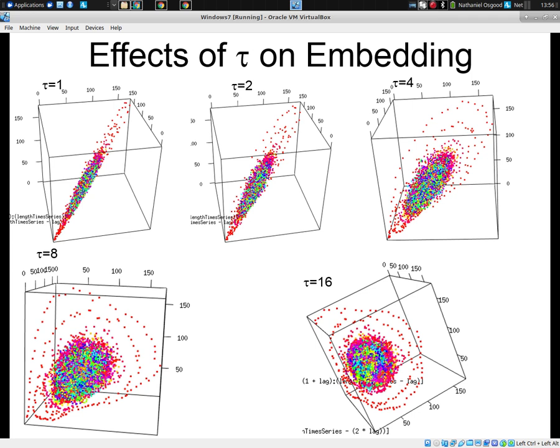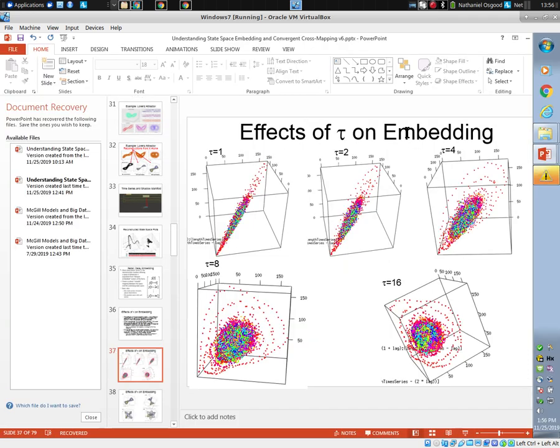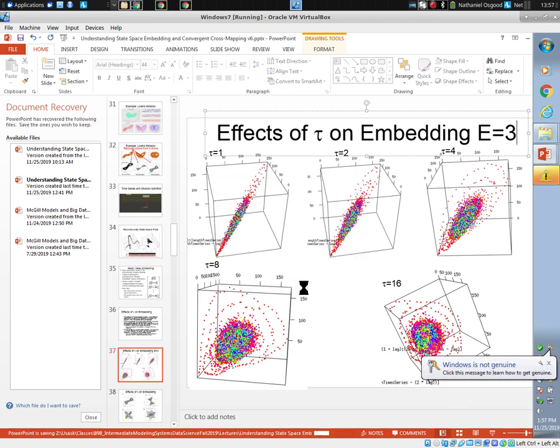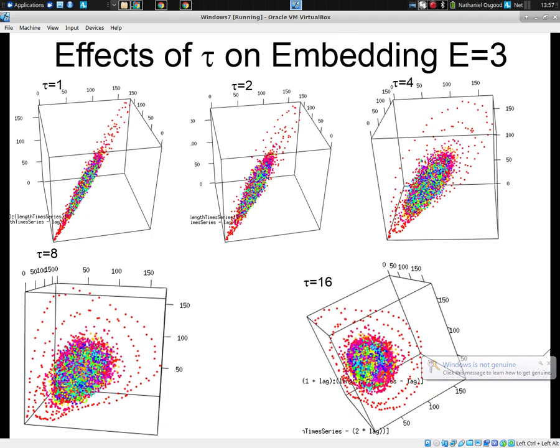Yes, Alex? Is E the same length in all of these? E is 3 here. Good question, E is the same. How many elements are there in the vector? There are 3, one for each of these. Excellent question, and I should have said this. This is with E equals 3, capital E equals 3. And the reason we can tell this visually is that there are 3 dimensions shown in this reconstructed state space. There's one dimension along this axis, one along that axis, and one along that. So here we have E equals 3, so the reconstructed state space is in dimension 3.